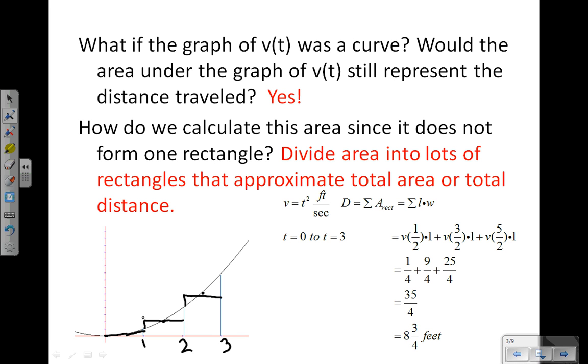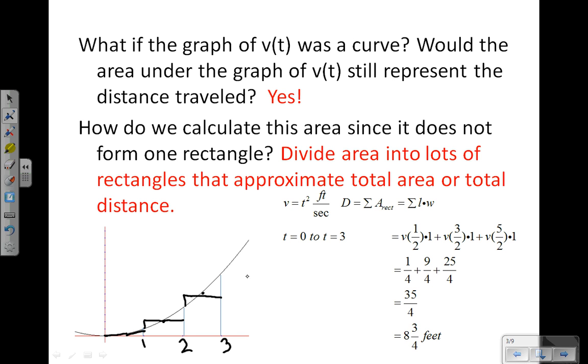So my first tiny little rectangle here, if I plug 1/2 into my function, v is 1/2 squared, that would be 1/4, and the width of the rectangle, by the way, is 1. So if I'm doing area of a rectangle, length times width, the length would be v of 1/2, the width is 1. So I get 1/4 there.